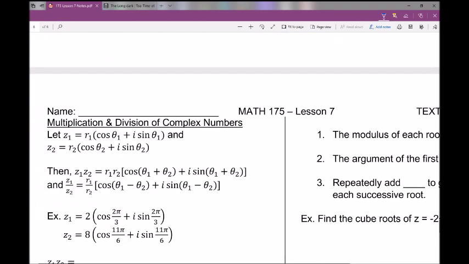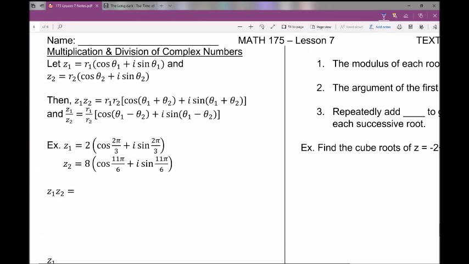Okay, so now that we've talked about the polar form of a complex number, the next thing we want to talk about is, well, how can we multiply and divide things in this polar form? Because that's the whole point of putting complex numbers in polar form. It makes multiplication and division a lot easier. You don't have to worry about the i squareds floating around. You don't have to worry about getting like terms to combine.